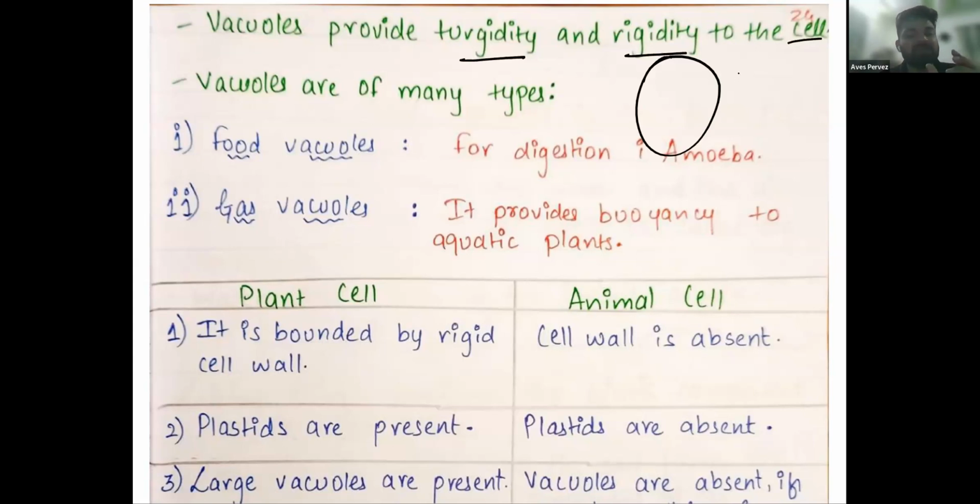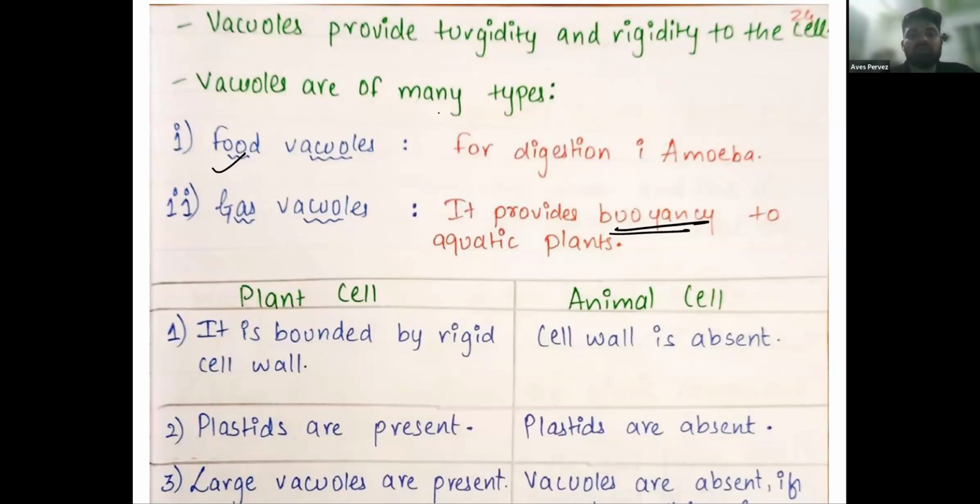Since animal cells do not have a cell wall, they do not require so much turgidity, so animal cells have small vacuoles, but plant cells have large vacuoles. There are two types of vacuoles. One is food vacuoles, for digestion, as in amoeba. And gas vacuoles provide buoyancy to aquatic plants. Buoyancy means an upward thrust that helps us float an object. In floating plants, gas vacuoles are present inside the cell and help the aquatic plant float.